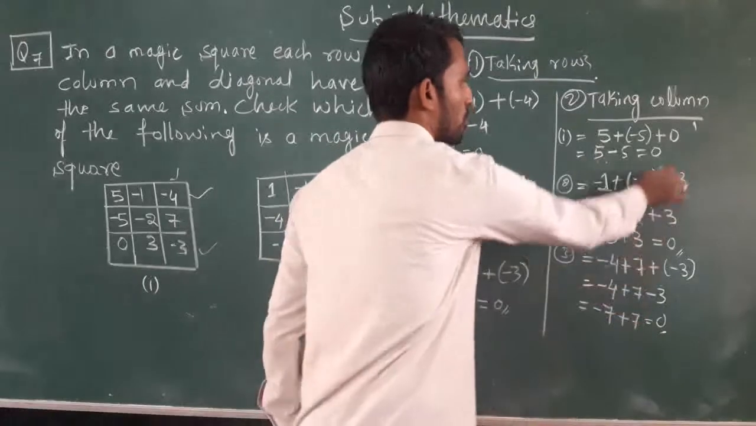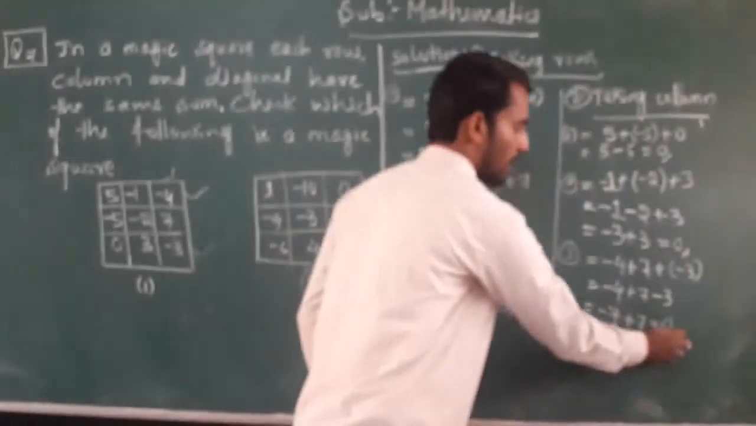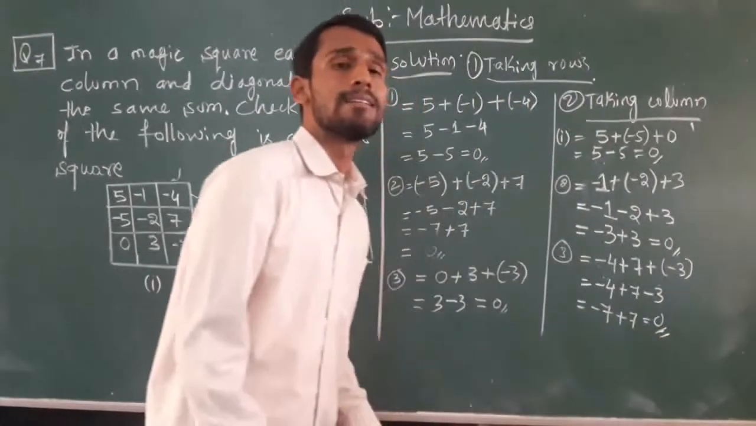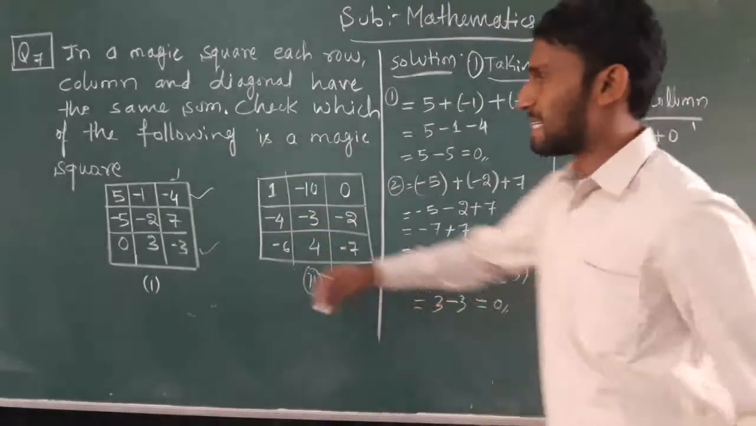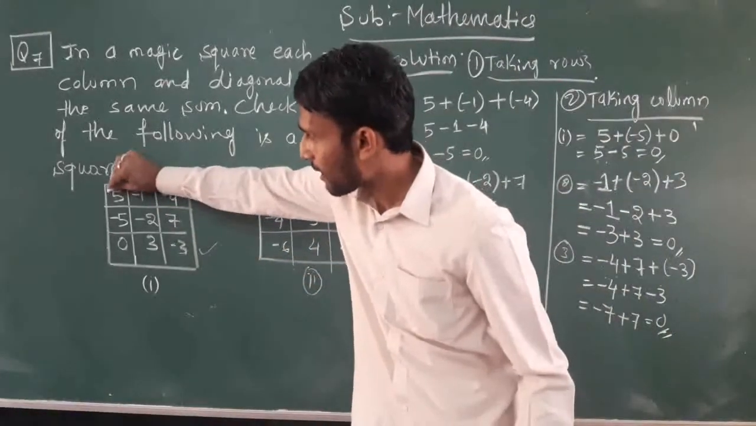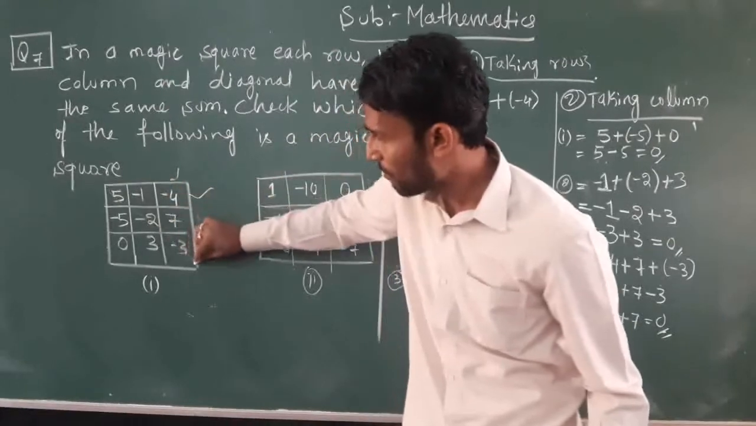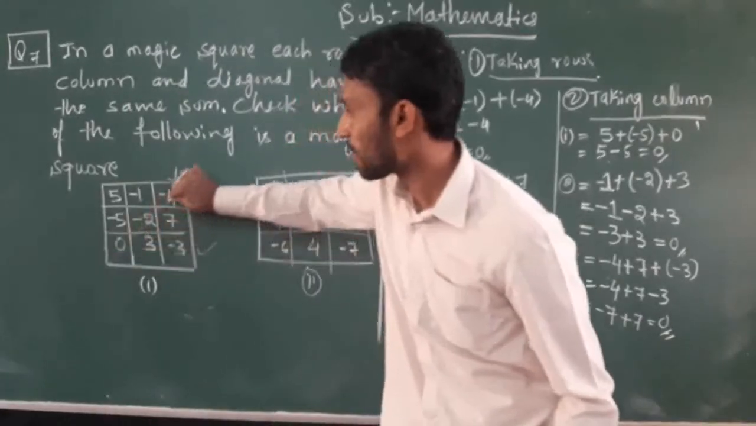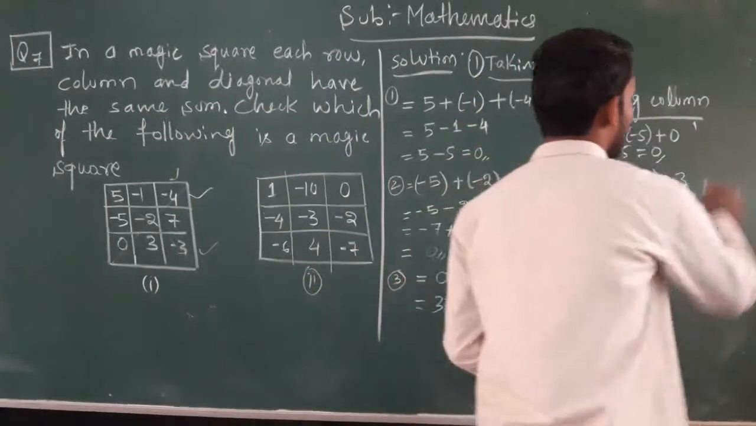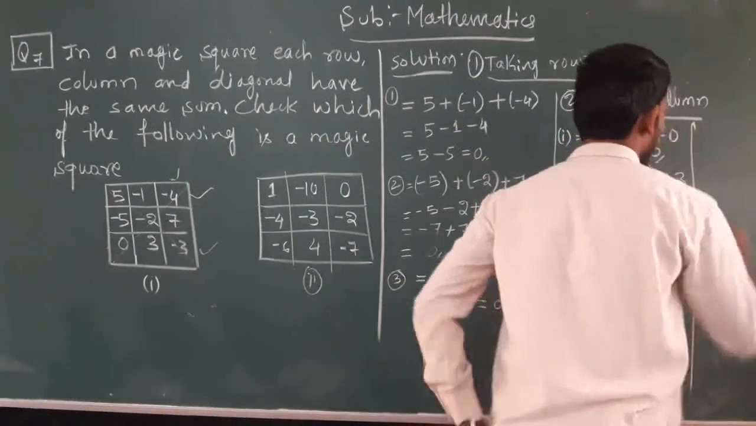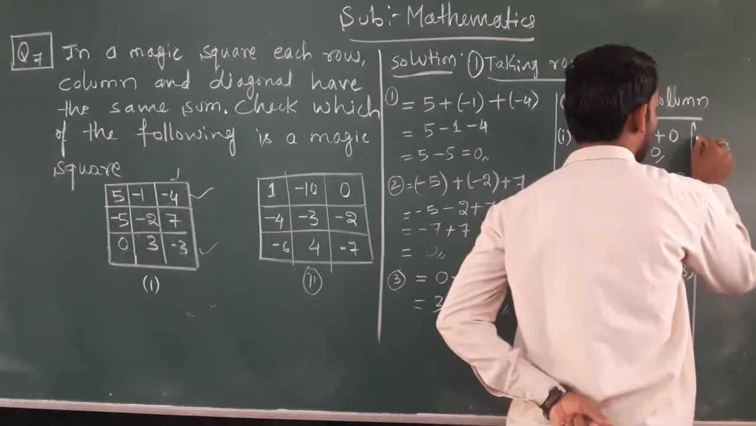First column we got 0 answer. Next second column also we got 0. Next third one also we got 0. Next I am taking here diagonals. Diagonals means, see here, this part. This one is the first diagonal, this is the second diagonal. I am taking here the first diagonal.